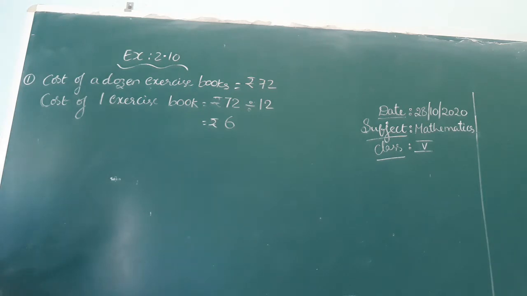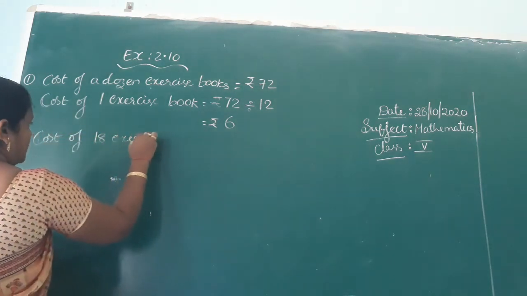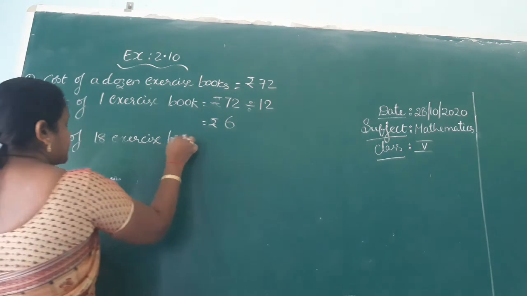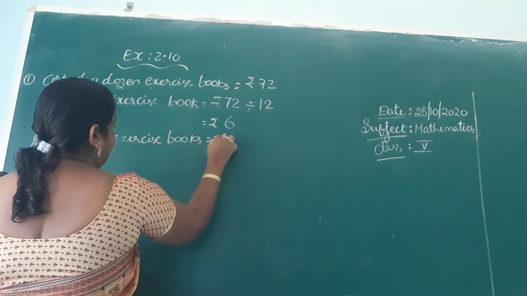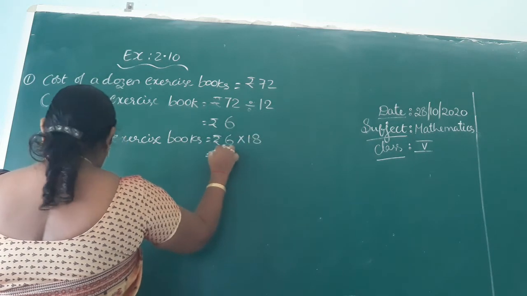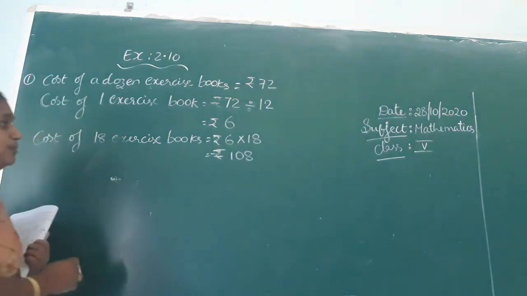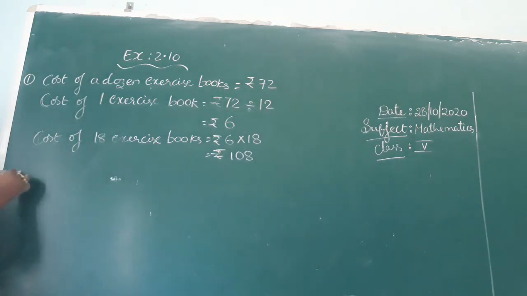Now they are asking the cost of 18 exercise books. What is the cost of 18 exercise books? 6 rupees into 18. 18 sixes are 108 rupees. 108 rupees. Okay.